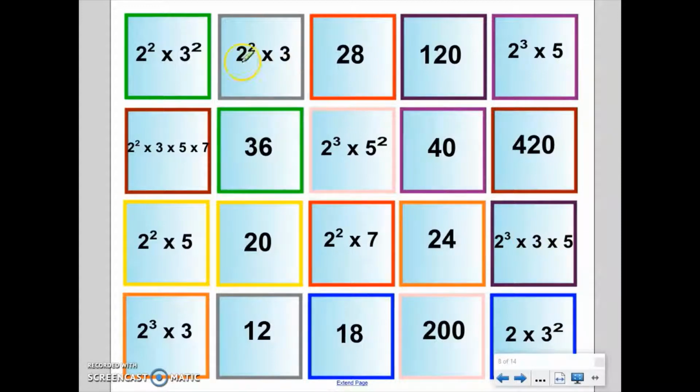For example, if we look at this number here, what that actually means is 2 times 2 times 3 is going to equal one of the numbers on the screen. So 2 times 2 is 4, times 3 is 12, so that would correspond to here. Similar if we picked this one here, 2 cubed is 8, times by 5 is 40, matching us up here.